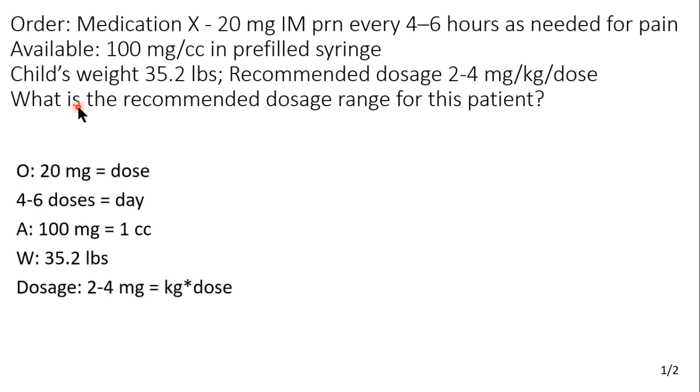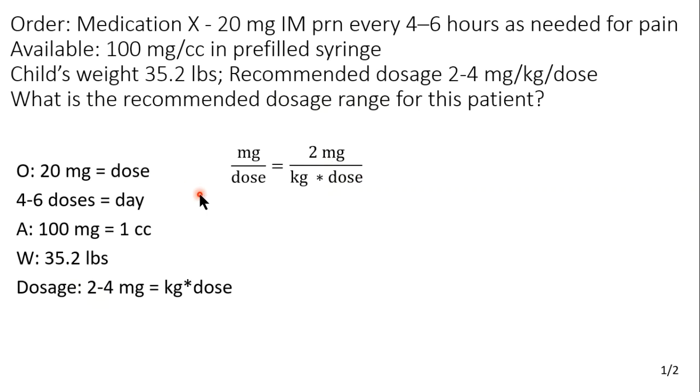So our order is 20 milligrams per dose. There are 4 to 6 doses a day, and the available is 100 milligrams per cubic centimeter. The weight is 35.2 pounds, and the recommended dosage is 2 to 4 milligrams per kilogram per dose. We want to know what the recommended dosage for this particular patient is, so we're looking for milligrams per dose. We set the milligrams on top, so we work with the recommended dosage. First, we have to find the lower range, so 2 milligrams per kilogram per dose.